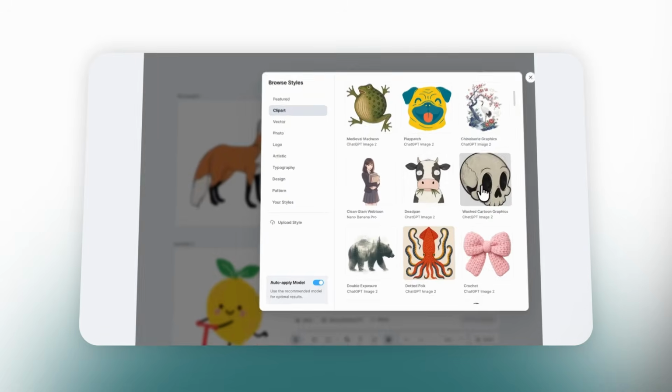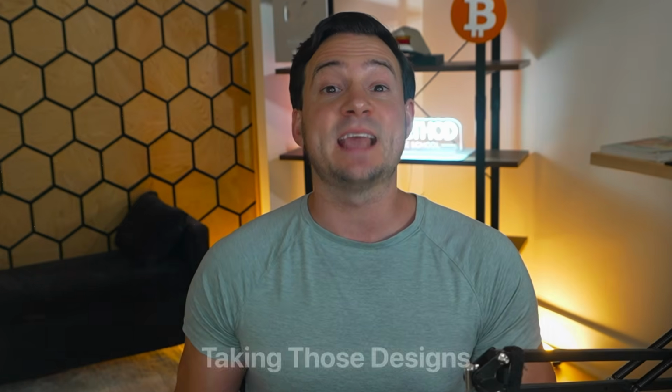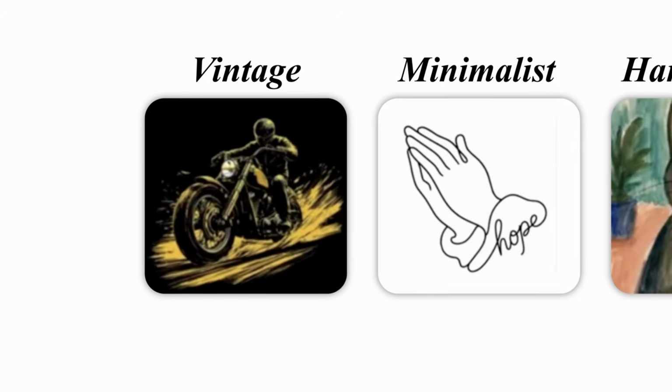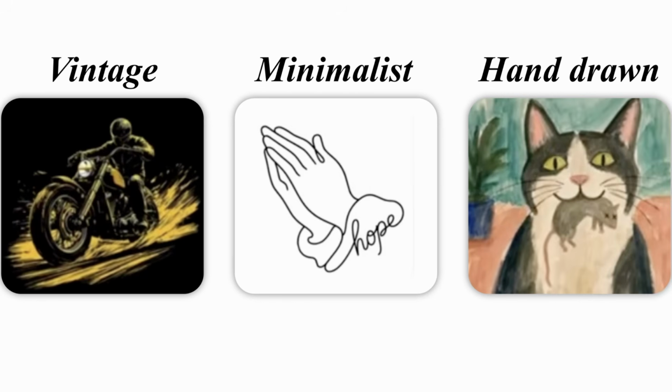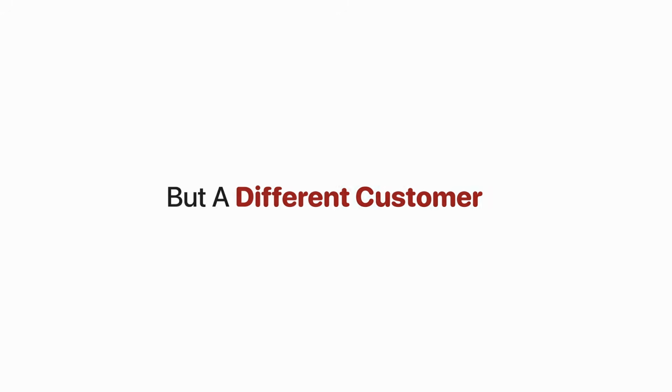Because one of the biggest opportunities in print on demand is not always creating brand new designs. It can be taking those designs that are already working and making them appeal to more buyers. Think about it. One customer could like vintage designs. Another could like minimalist designs. Someone else could like hand-drawn artwork or watercolor or retro aesthetics. It's the same niche, the same idea, but a different customer. And today I'm going to show you how AI can help us create those variations in seconds.